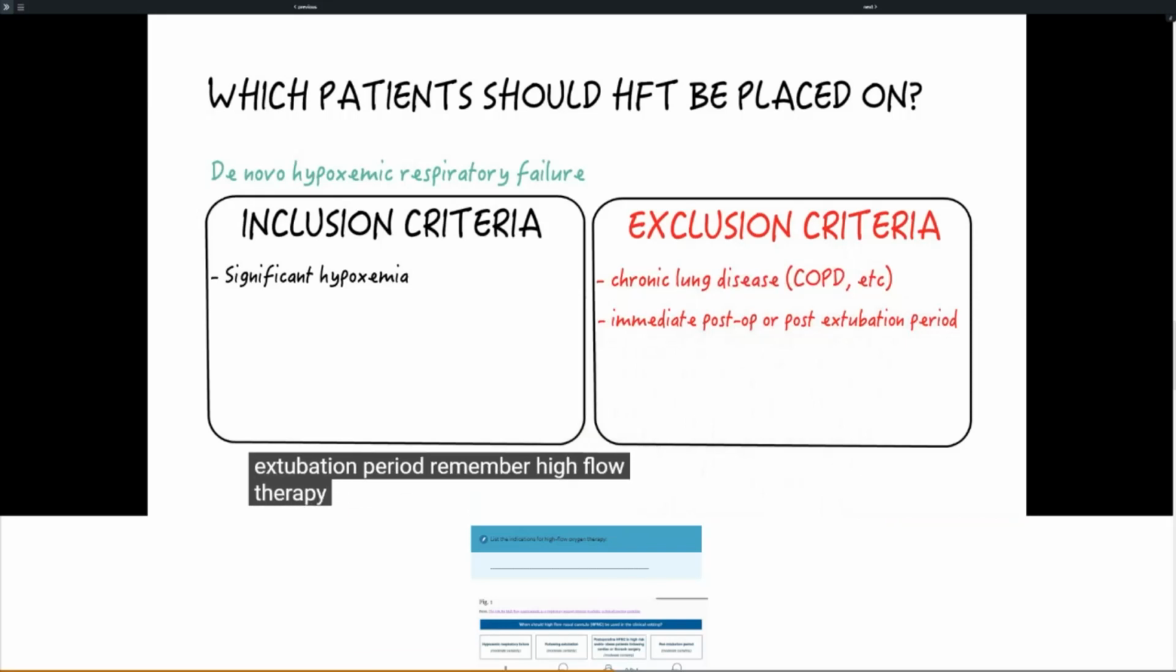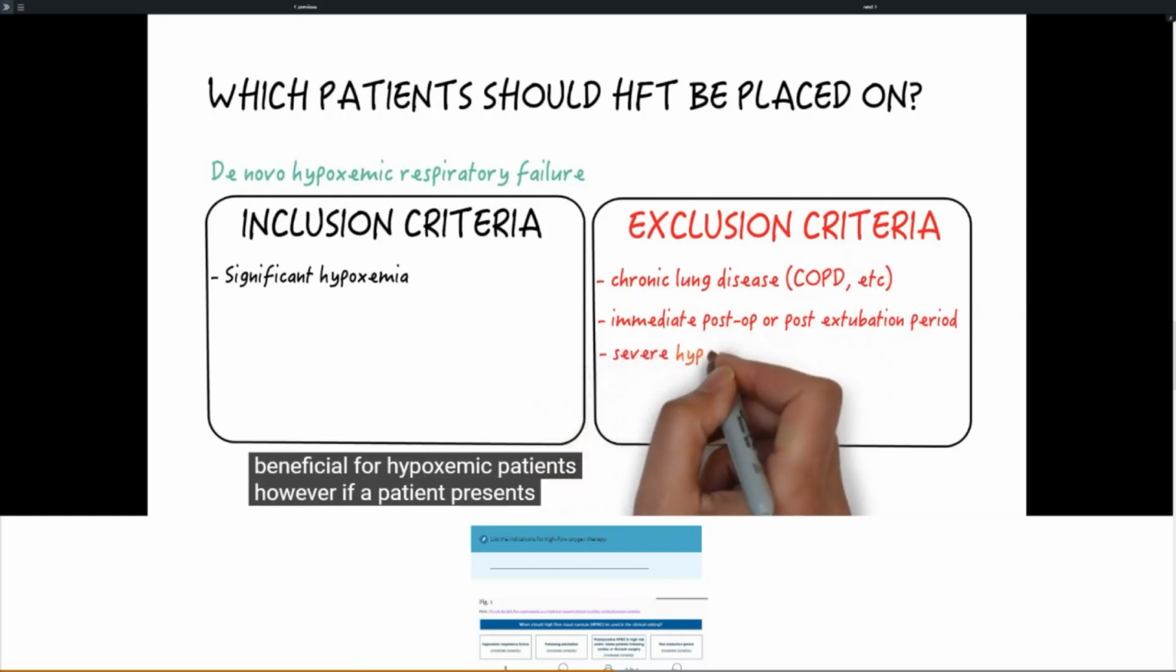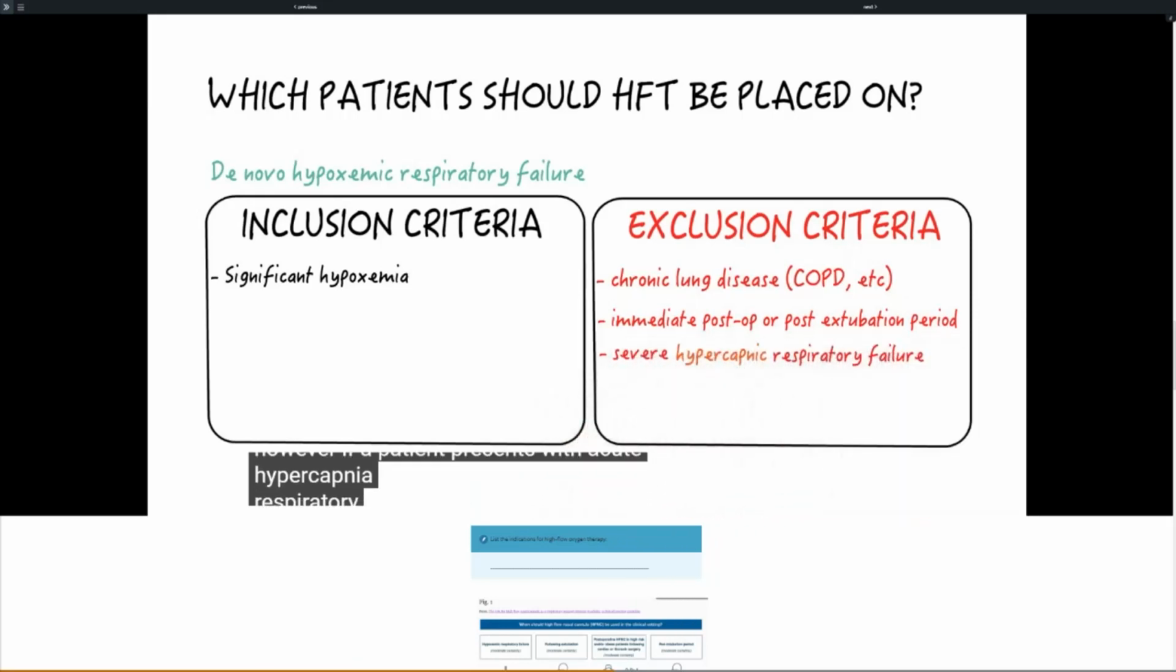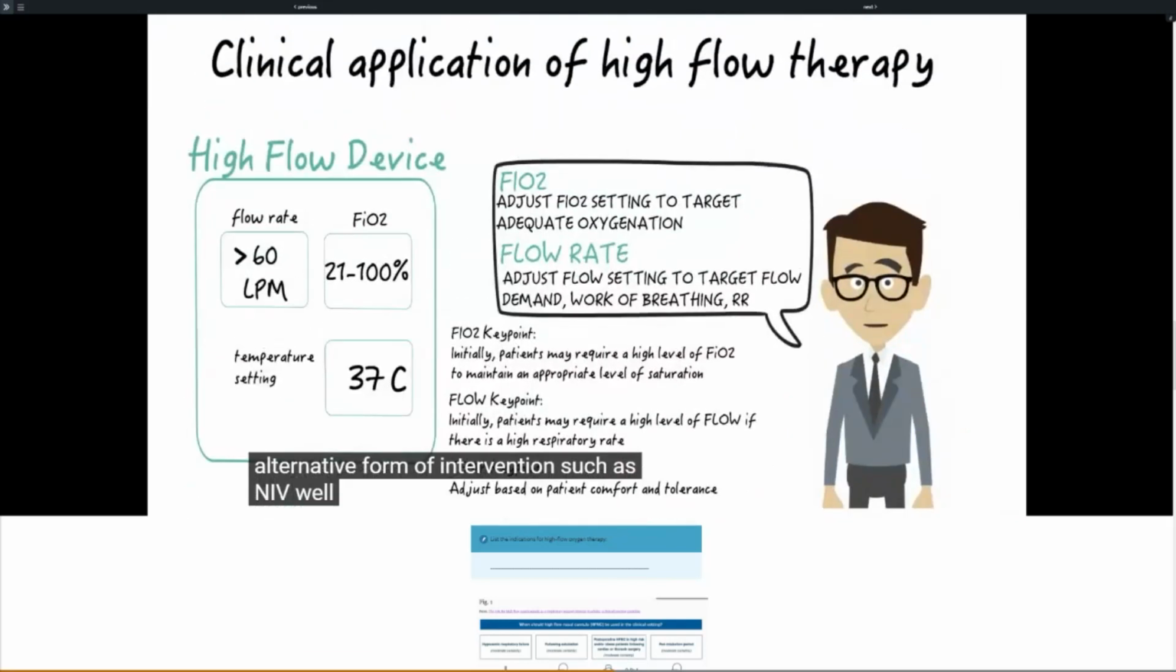Remember, high flow therapy can deliver a high FiO2 at a high flow rate, so we anticipate it to be beneficial for hypoxemic patients. However, if a patient presents with acute hypercapnic respiratory failure, which is exhibited by an abnormally high CO2 and a corresponding abnormally low pH, then clinicians may want to consider an alternative form of intervention, such as NIV.